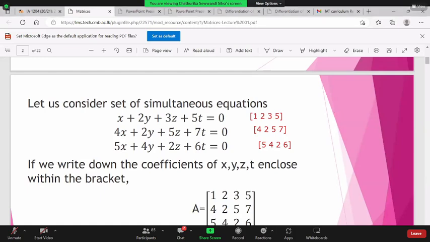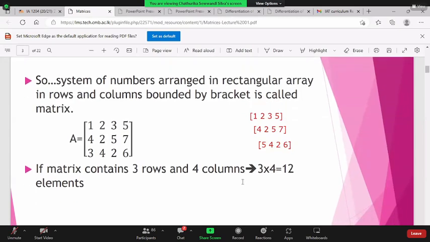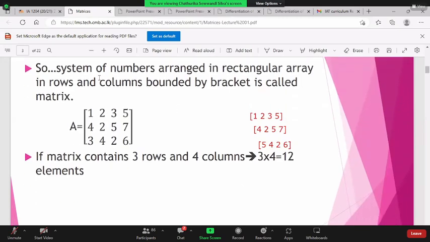So next. The system of numbers arranged in a rectangular array in rows and columns bounded by bracket is called a matrix. If a matrix contains 3 rows and 4 columns, it can have altogether 12 elements. So if we count, how many elements are there? There are 3 rows and 4 columns, therefore 12 elements. 1, 2, 3, 4, 5, 6, 7, 8, 9, 10, 11, 12. Altogether 12 elements.